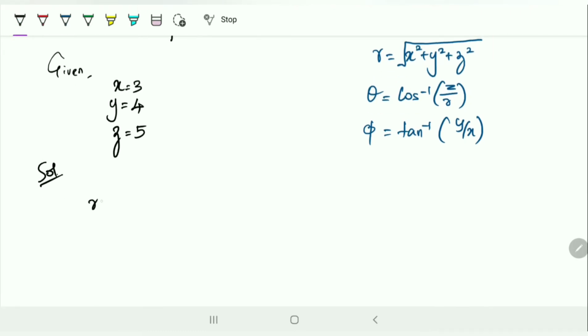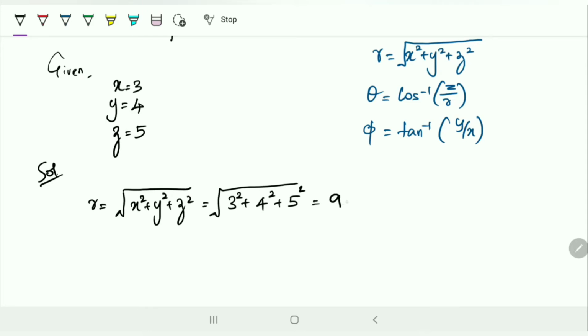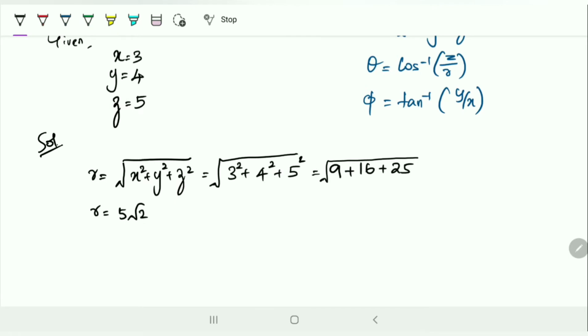The value of r is equal to, I'll rewrite the formula here, square root of x square plus y square plus z square. That can be written as 3 square plus 4 square plus 5 square. 3 square is 9, 4 square is 16 and 5 square is 25. We sum up all the things and take a square root, and the final value you get is 5 root 2. So this is what you're supposed to get.